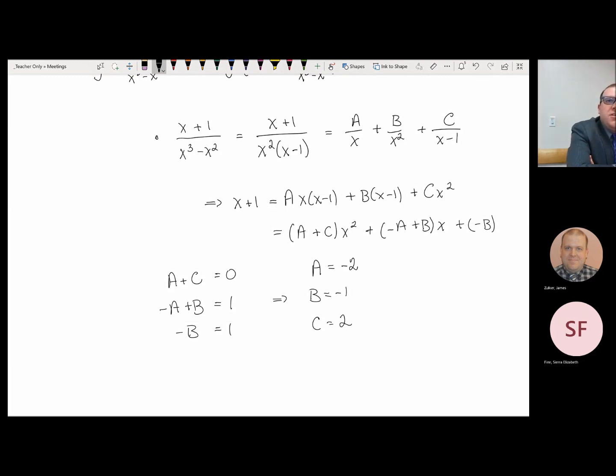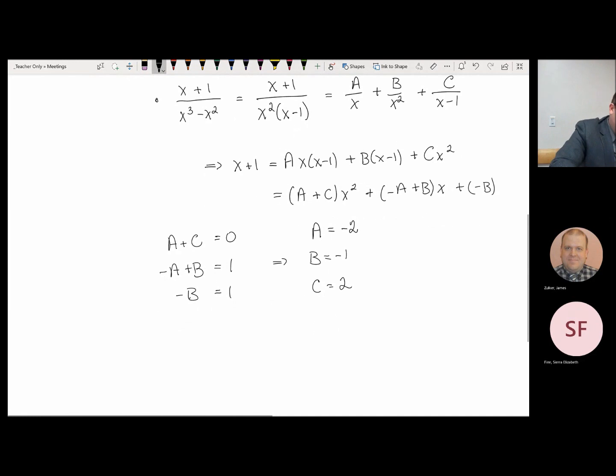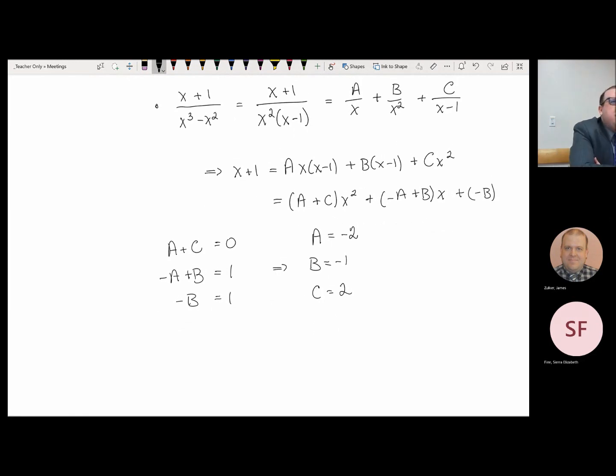Coefficient comparison, right? So the coefficient of x squared on the right-hand side was A plus C, right? Look on the left-hand side, which is x plus 1. What is the coefficient of x squared? 0, so it has to be 0, because your coefficients have to be the same. And it's the same argument for the others. We now have our A, our B, and our C.